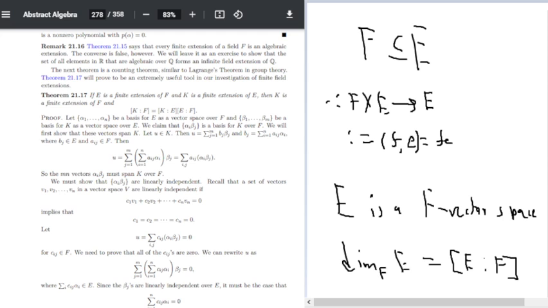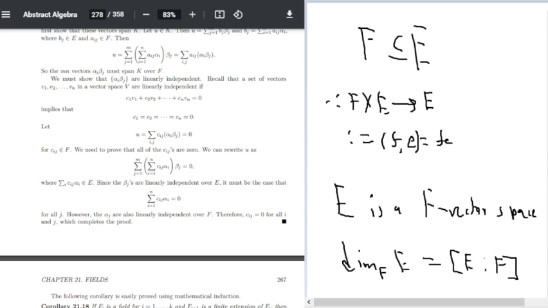Then, u is equal to the sum from j equals 1 to m of the sum from i equals 1 to n of c_ij a_i b_j, with a_ij ranging freely. So the mn vectors a_i b_j must span K over F. We must show that the a_i b_j are linearly independent.